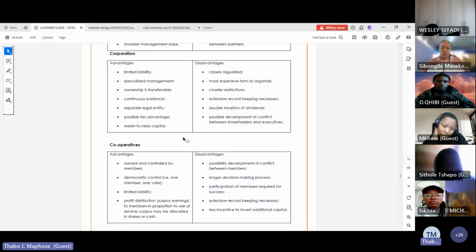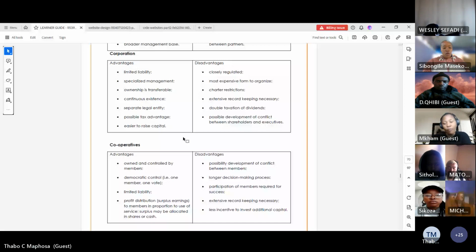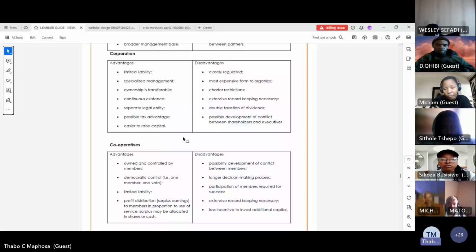And then double taxation of dividends. Dividends are taxed double, which is a lot of money, really. But that's how dividends are. They're taxed double. And then there's the possible development of conflicts between shareholders and executives. There's a possible development of conflict between shareholders and executives there.